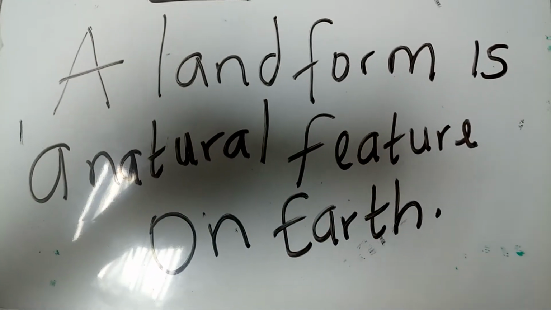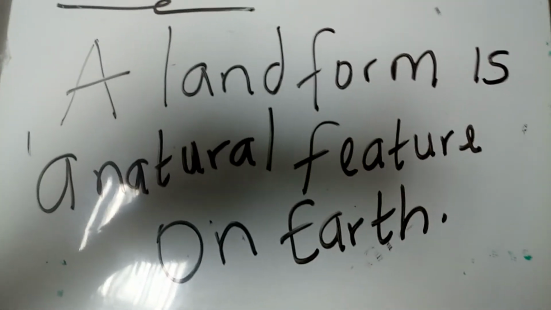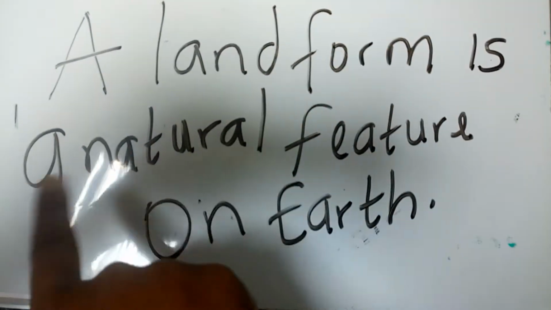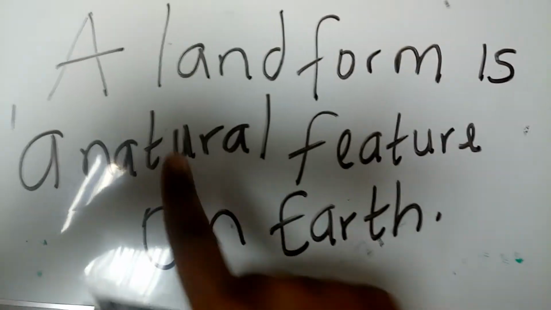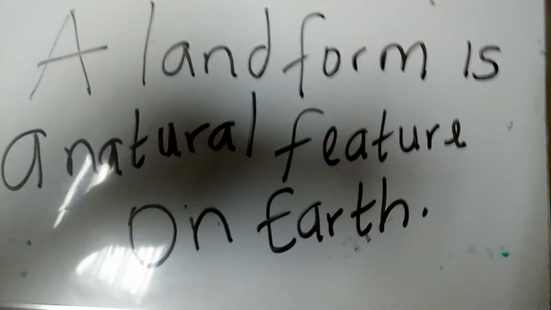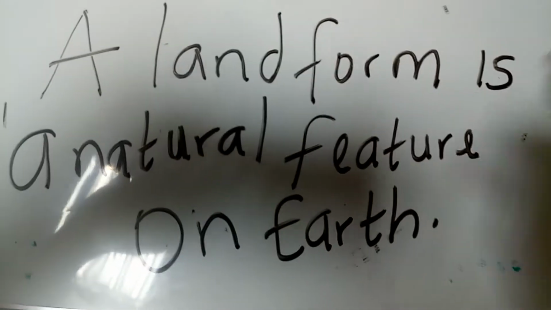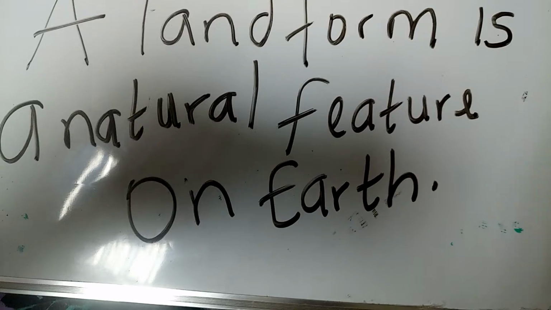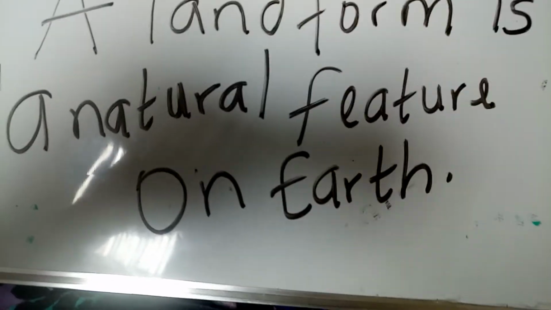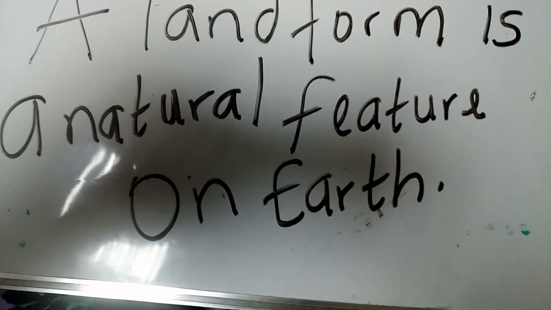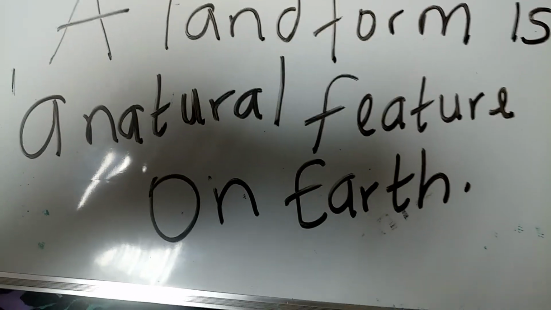Okay, if I ask you in my worksheet, what is a landform? I'm expecting you to write a landform is a natural feature on earth. Natural means what is not created. God created it. Allah created it. You met it on earth. And landform is a natural feature on earth. It's something that is natural on earth, in the world. Then we have different types of landform.